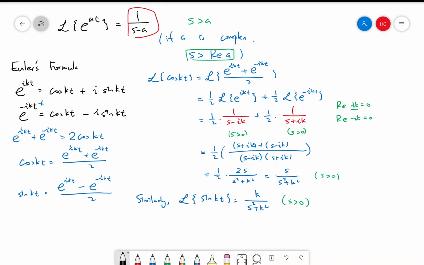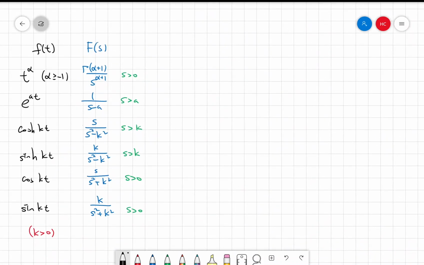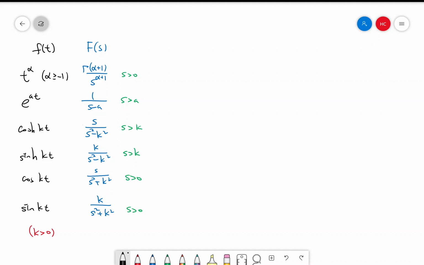So now we have all the important functions' Laplace transforms. If you go to your book, you will find a table. Let me just write it down here. So here's the table for the Laplace transform.